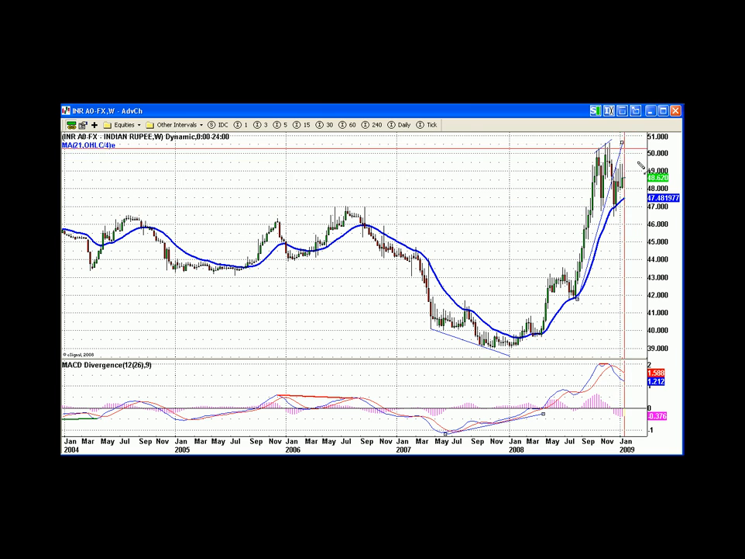now getting a 1 to 3 setup being created here, although it's not fully confirmed yet. It would be confirmed once you have a break of the 21 period EMA. And I think once that happens, then I can certainly see the Indian rupee strengthening aggressively against the dollar.